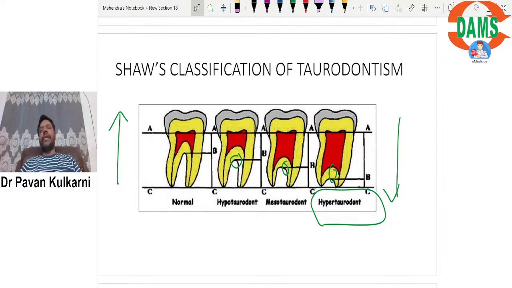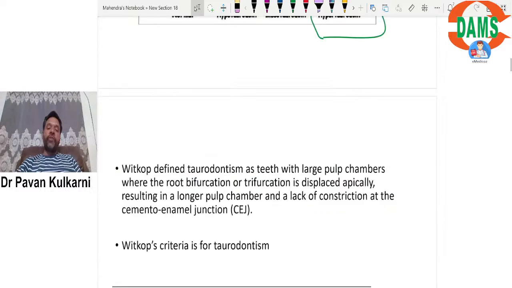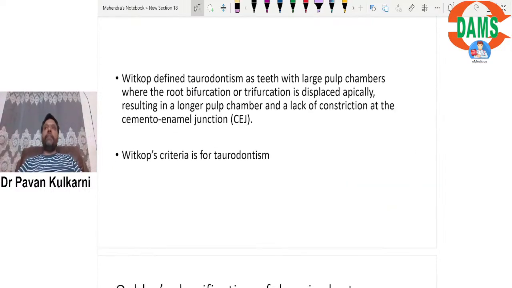Now here some books also give the definition given by Whitcop, which we should also be aware of. This can again be a potential question. Whitcop has defined taurodontism and given a criterion for diagnosing it. According to Whitcop, the root bifurcation is displaced apically.